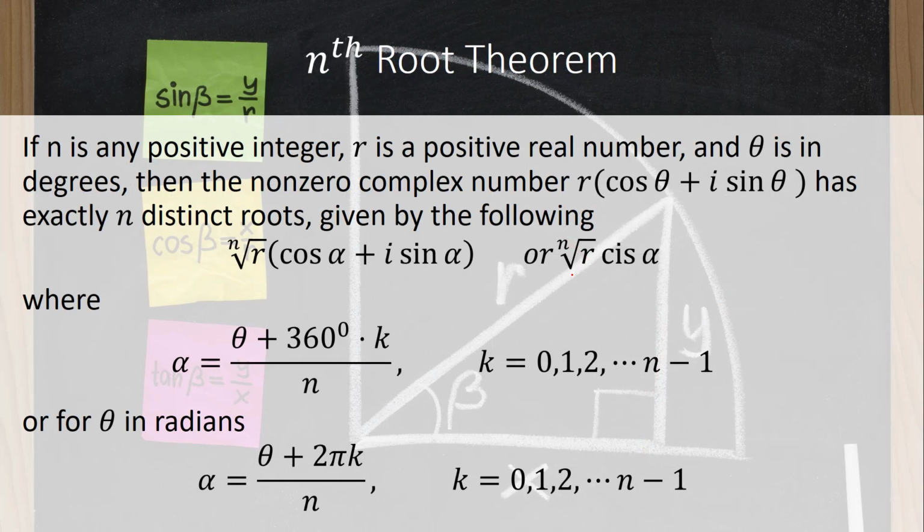And that basically is an illustration of the nth root theorem, which basically says this: if n is any positive integer, and if r is a positive real number, and theta is in degrees, then the non-zero complex number r cosine theta plus i sine theta has exactly n roots. And the roots are given by this equation, where alpha is determined by this, and there are n different values of alpha that give you your n roots. If it's in radians, we just replace 360 with 2 pi, and we do the exact same thing.